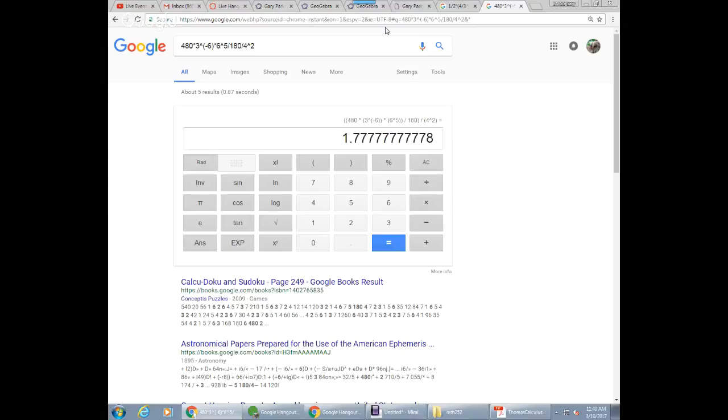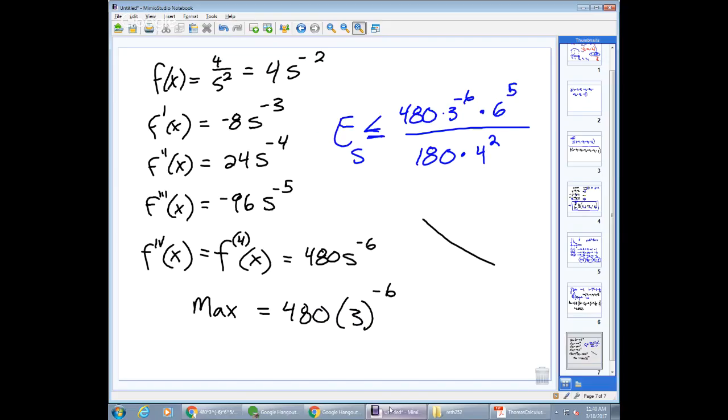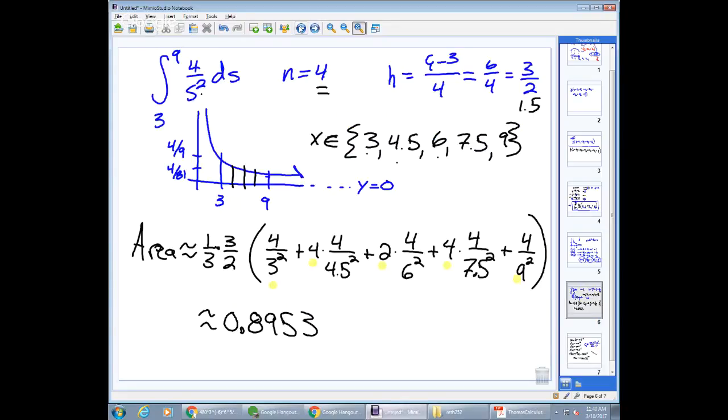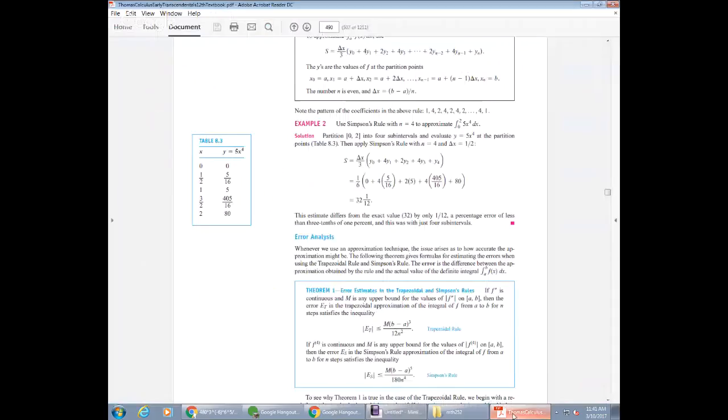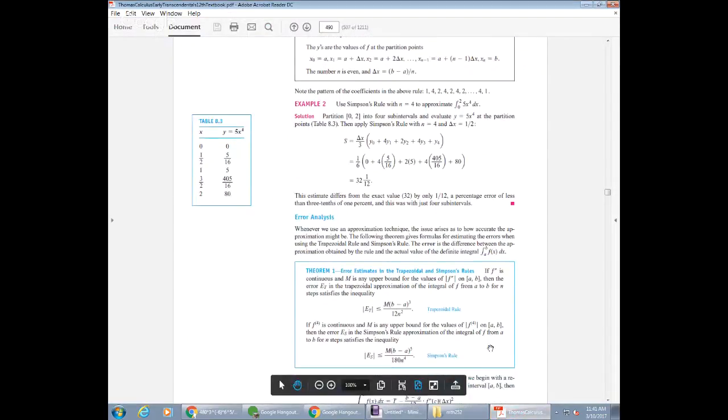So that's the bound on our error. That's a pretty big number compared to our, let's see, what did we calculate for our, oh, wow. The error is bigger than our actual number. Huh. Let's see, did we do that right?